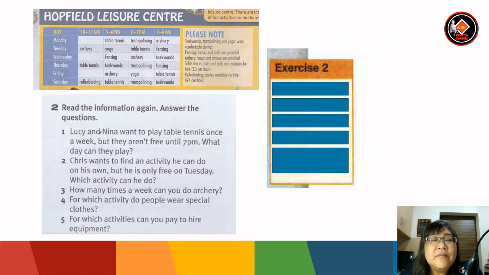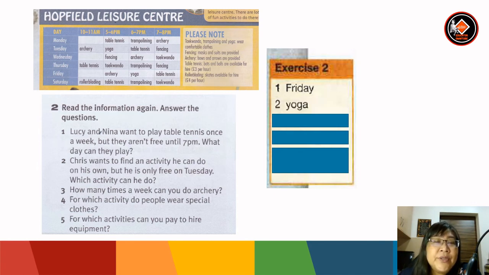Now read the information again and answer the questions. Number 1, Lucy and Nina want to play table tennis once a week, but they aren't free until 7 p.m. What day can they play? The answer is Friday. Number 2, Chris wants to find an activity he can do on his own, but he is only free on Tuesday. So which activity can he do? The answer is yoga.